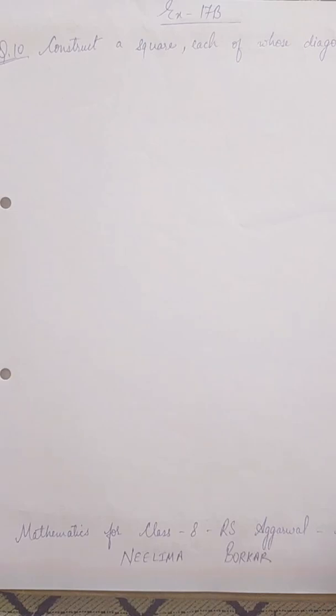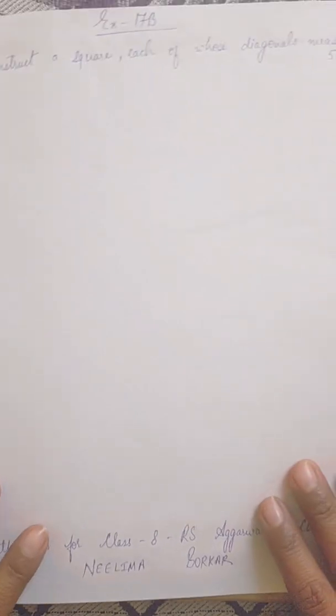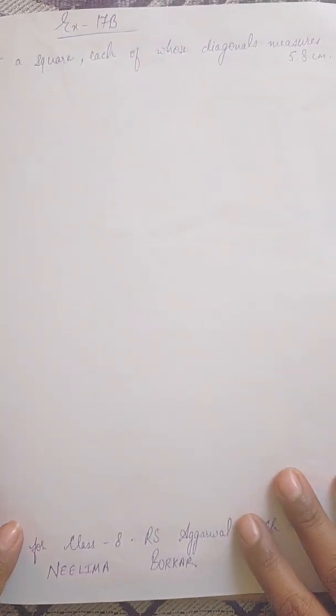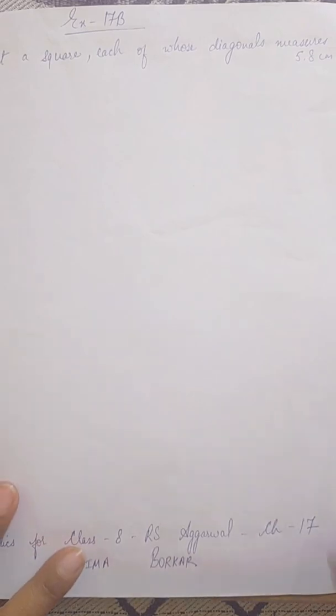Exercise 17B, question number 10. Construct a square, each of whose diagonals measures 5.8 centimeter. Okay, so we will first begin with its rough sketch. So let us make its rough sketch.